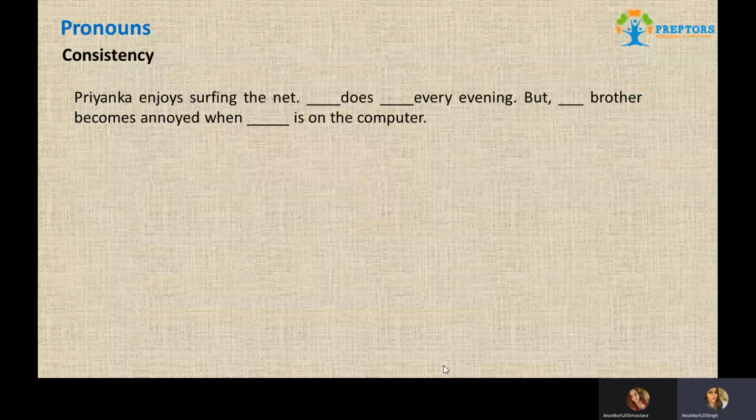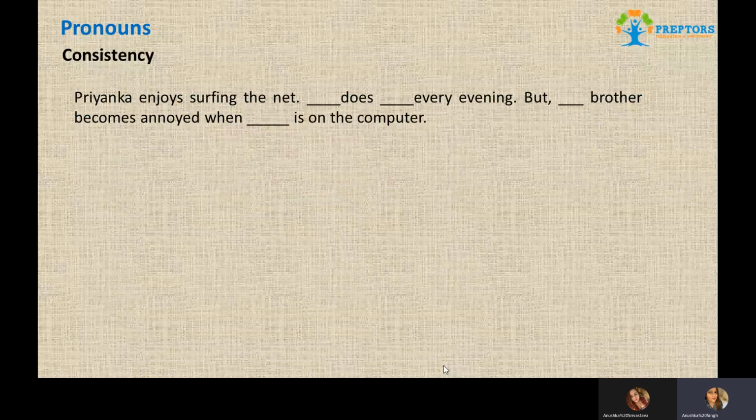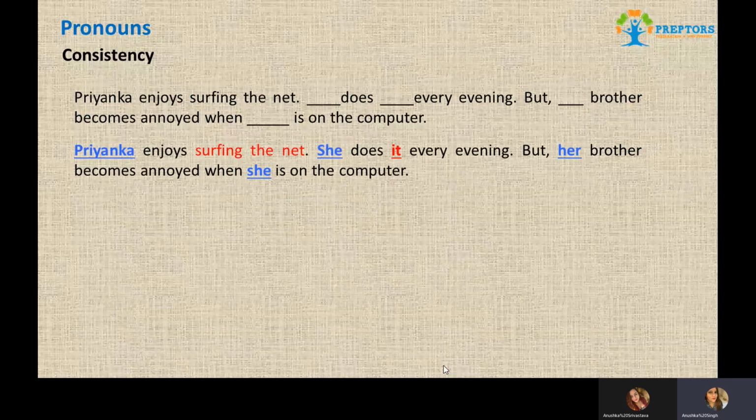Now this is something that we need to complete. If I say Priyanka enjoys surfing the net, my antecedent is Priyanka. It's female gender, singular and third person. So obviously it would be she does dash every evening. When I say dash every evening, it is for the net. So she does it every evening. But dash brother. Now here we are alluding to Priyanka's brother. Third person possessive singular: her brother becomes annoyed when dash is on the computer. Again here you are referring to Priyanka. So when Priyanka is on the computer. Hence, this is my correct sequence of answers.